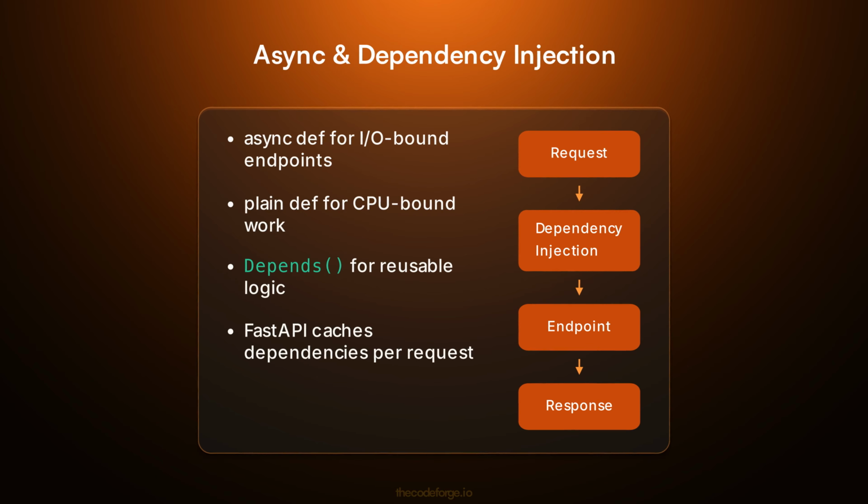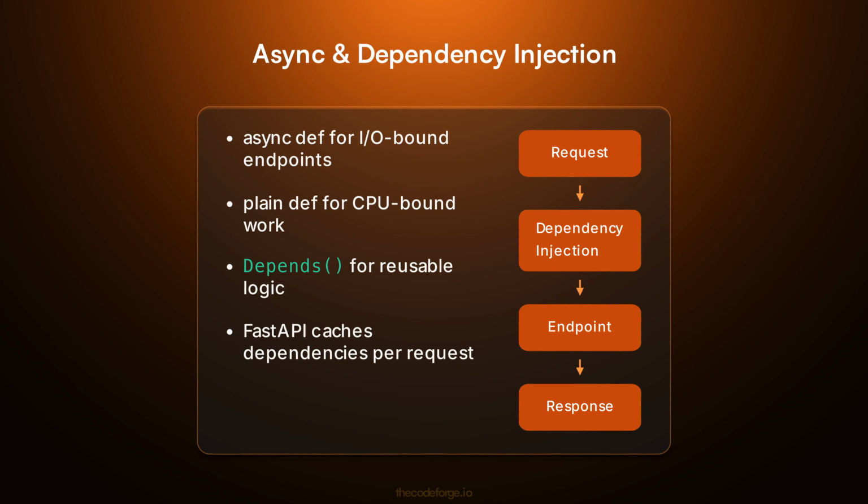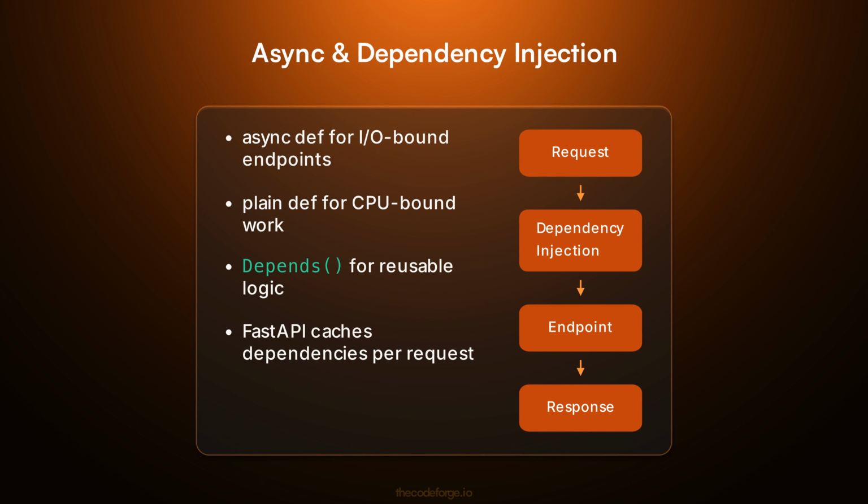a new book. Use async def when your endpoint does I/O, like database queries or HTTP calls. FastAPI runs plain def in a thread pool automatically. Dependency injection via Depends lets you share authentication, DB sessions, and config cleanly. FastAPI caches dependency results per request automatically.